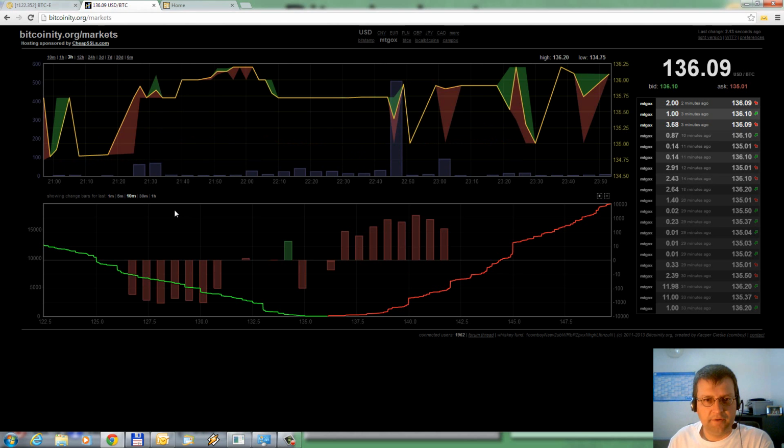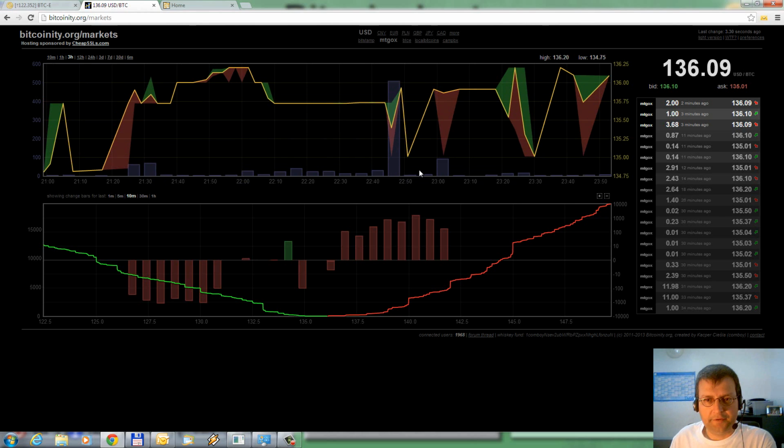Okay, let's go back to our 3 hours time window and have a look at the other things on this chart. You can also see these violet bars, and these bars represent the total trading volume in Bitcoins during a certain period of time. I guess this period is 5 minutes, because this is 10:40 a.m., this is 10:50 a.m., and we have 2 bars.